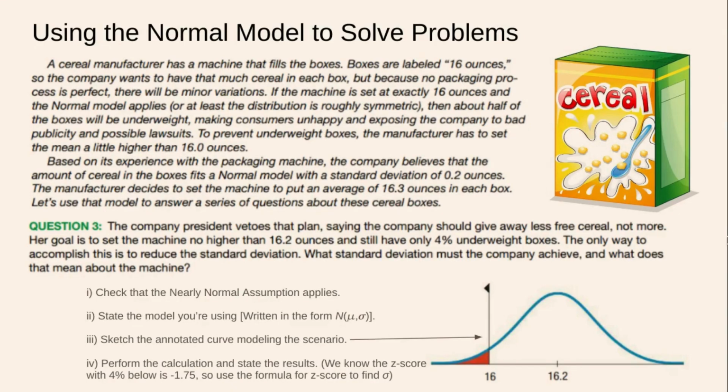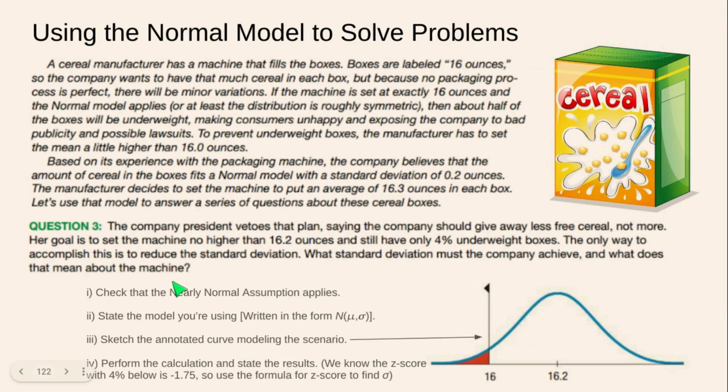One more problem in the series. The company president vetoes that plan. Whoa. Saying the company should give away less free cereal, not more. Her goal is to set the machine no higher than 16.2 ounces and still have only 4% underweight boxes. The only way to accomplish this is to literally change the only thing that we haven't touched so far, which is the standard deviation. What standard deviation must the company achieve, and what does that mean about the machine?